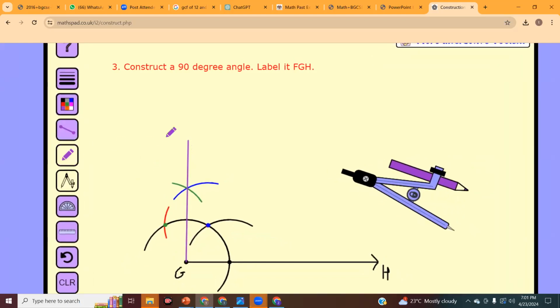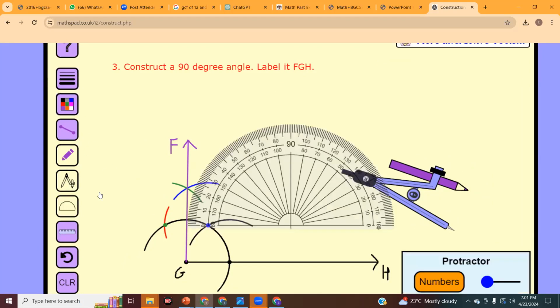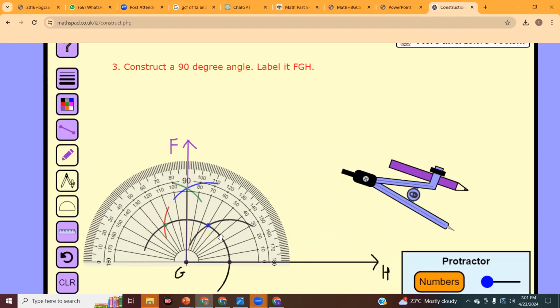All right, so now we have this line drawn. Now we have to label it. Okay, what letter are we gonna use for this one? We're trying to draw the angle F G F. So what letter are we gonna use? F. F, very good. So I'll call this F. Now we have to measure it to see if it's 90 degrees, right? So let's measure it. Let's use a protractor.